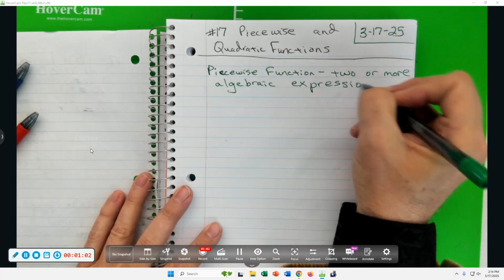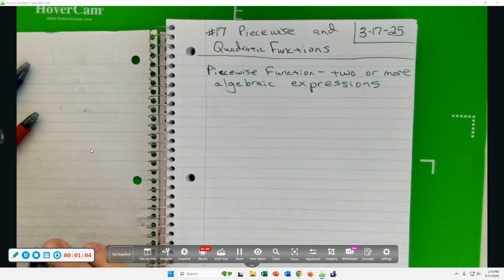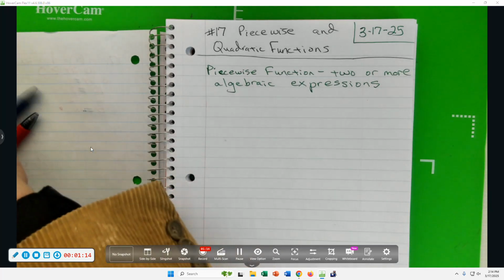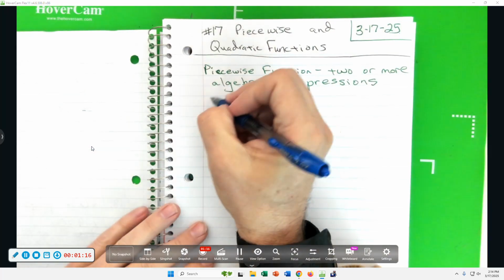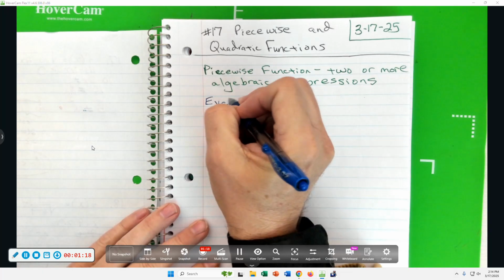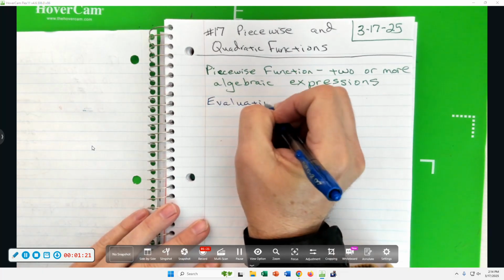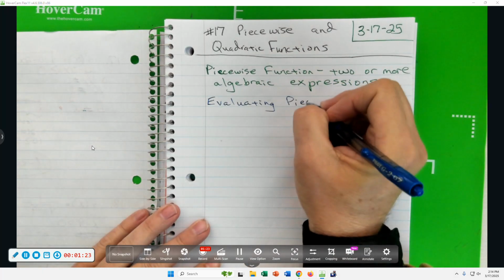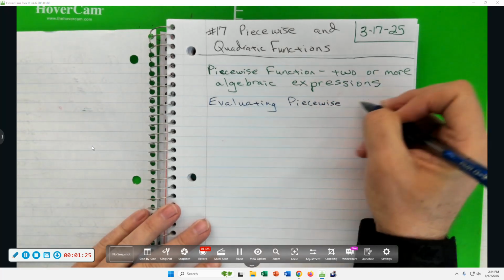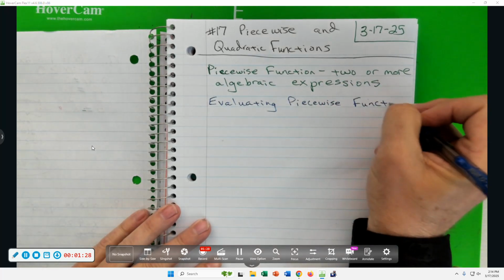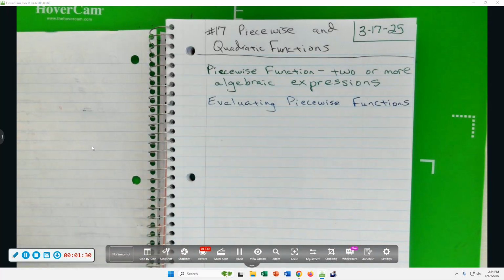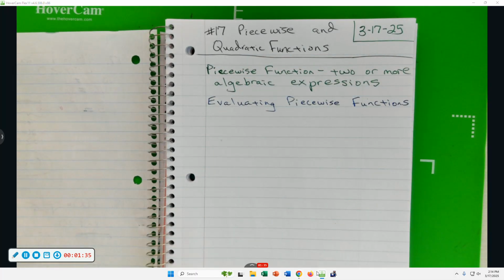We're going to do two things with regards to piecewise functions. We're going to evaluate piecewise functions using function notation, and we're going to graph piecewise functions. The evaluating piecewise functions, that's pretty painless. Evaluating piecewise functions. And let's look at number 2.